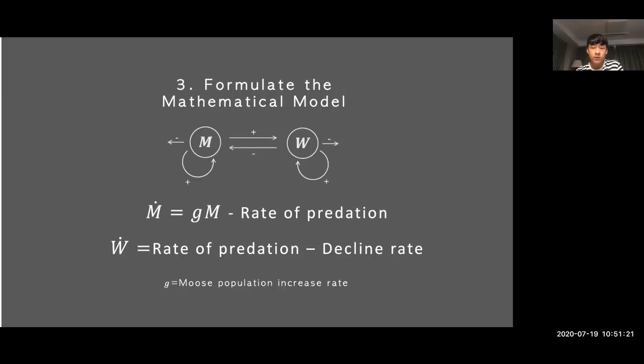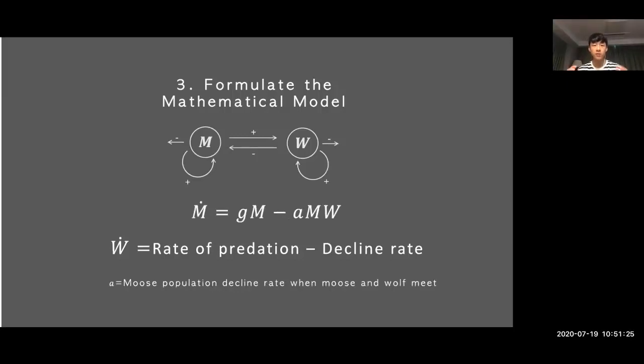And in terms of the rate of predation, because we assume there is a random collision between moose and wolf, we will multiply A times M times W. And then by just simply subtracting these two, we would get the rate at which the moose population changes. In the same method, we can apply exactly the same thing to the wolf population as well.